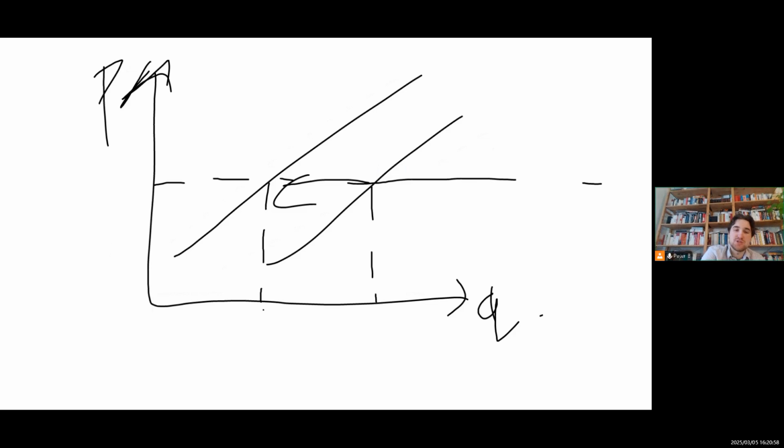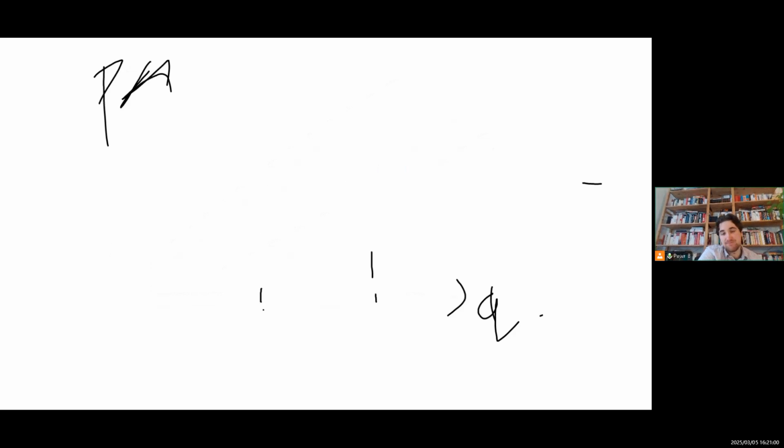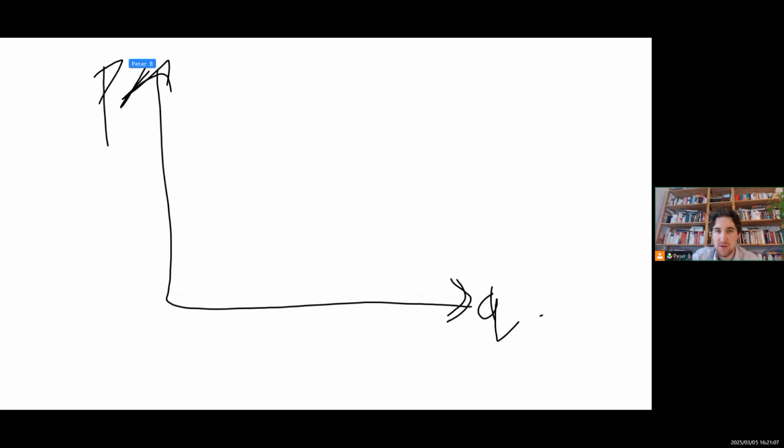What else could cause a shift in supply? Well, it also depends on how we count different things. So let's say a government comes along and taxes something. For me, I still have these costs. So I'm still chugging along.